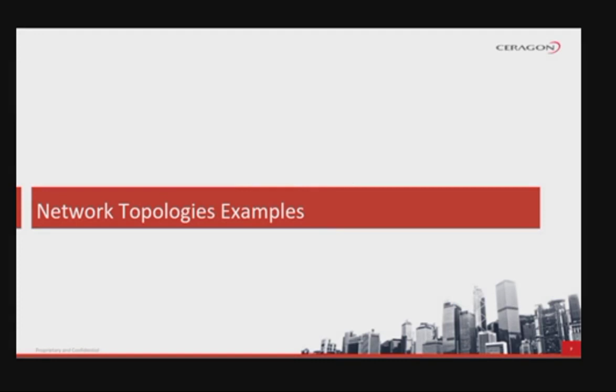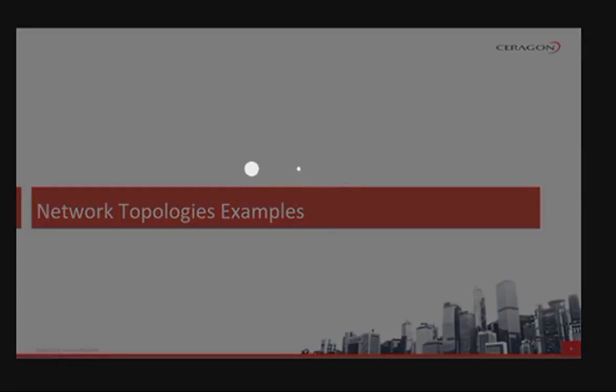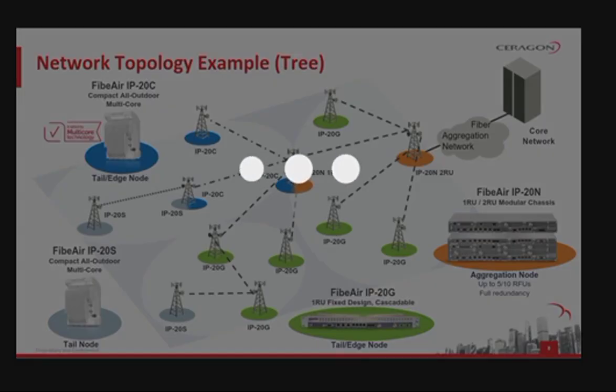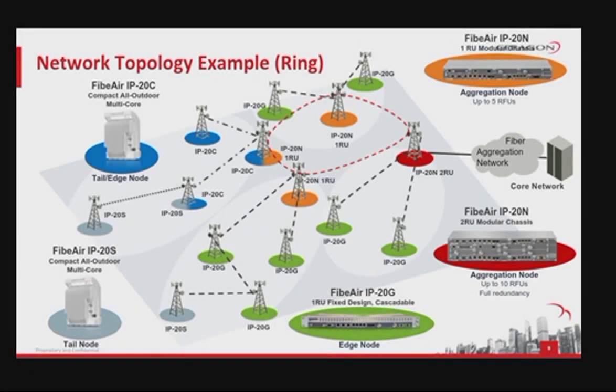In the following, you may see typical network topology examples. The IP-20 family constitutes a single platform serving all radio transport technologies in any topology and any installation configuration. Here are some network topology examples where you may see the common usage of the fiber air products. This is a typical tree network topology. This is a typical ring network topology.